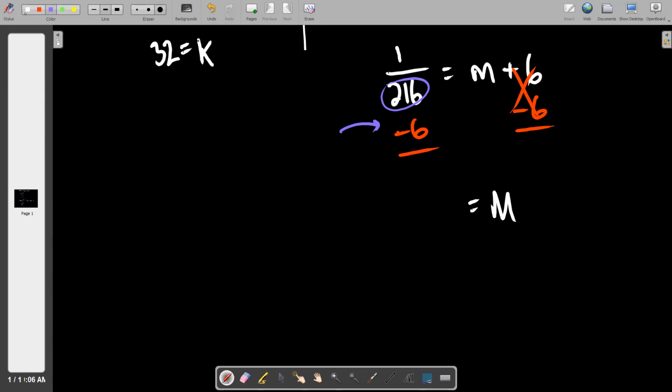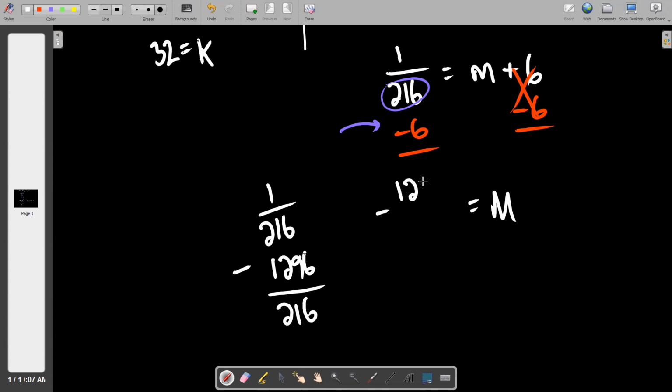Yeah, so we're actually going to be doing the math problem 1 out of 216 minus 1,296 over 216. Good. So the answer is negative 1,295 over 216. So much of math comes back to just the basics, the stuff you learned in 4th, 5th grade. It just keeps coming back, right? Common denominator, baby.